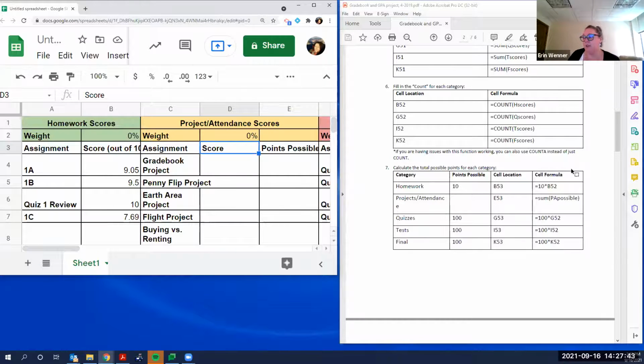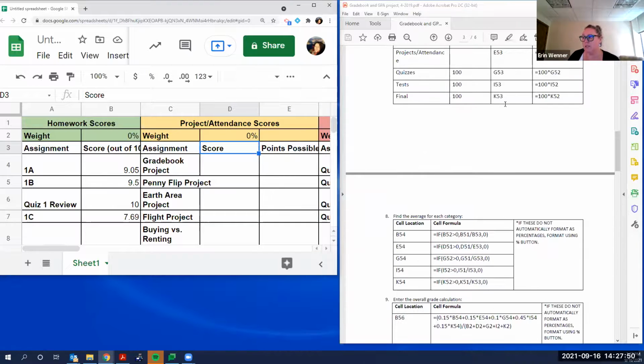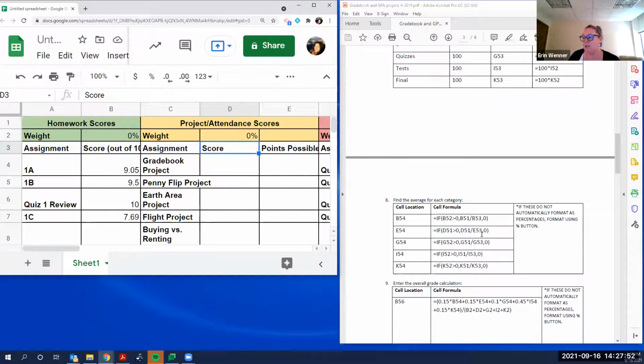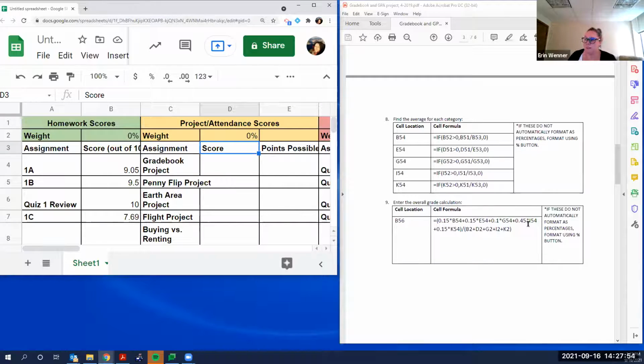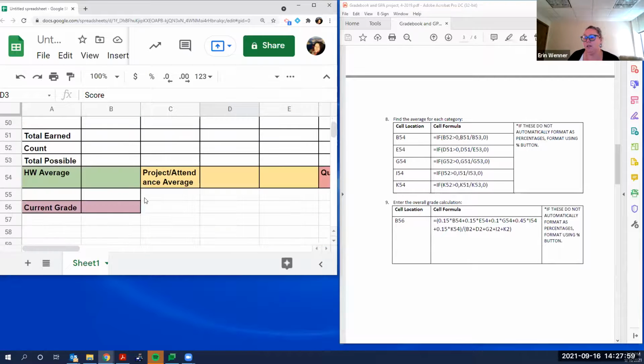And you've got all of your next stuff. Again, it's telling you where the cell location is. And then you have this big final equation you're going to put in all the way down here in B56, which is going to give us our current grade. It's as close as I can get Google Sheets to calculate for what Eagle Online is doing. It's got the weighting in there, it's got all of that.